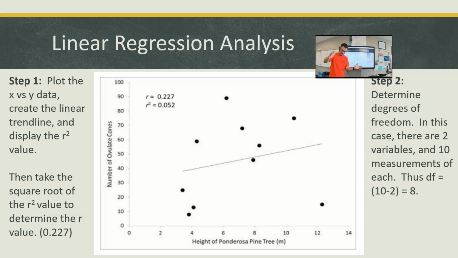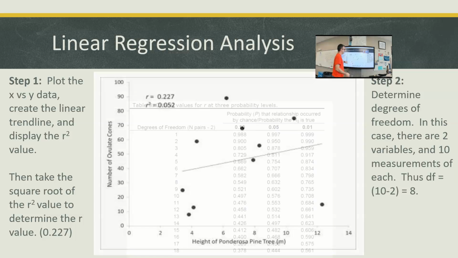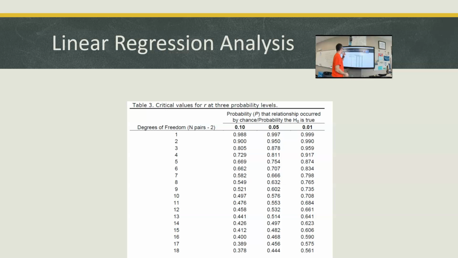I collected 10 data points. I'm going to subtract the number of variables, which is always going to be 2 for this, and you're going to get 8. So you can see here, number of pairs, the number of data points that you have there, minus 2. And this is going to give you your critical values, which is called R-crit, R-critical, for that, and you're going to use the 0.05 again.